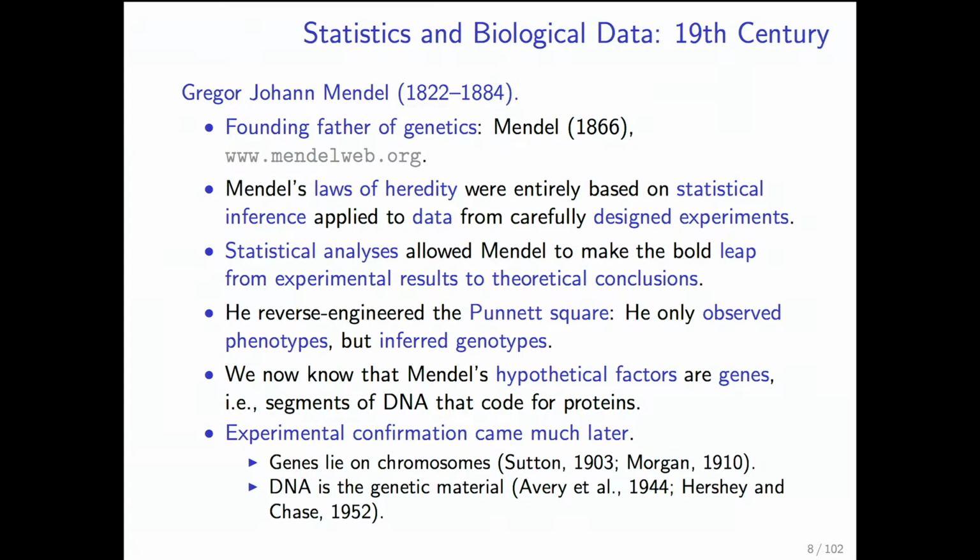He reverse engineered the Punnett square in the sense that he only observed phenotypes or traits of the pea plants, but he inferred the genotypes from these. And now we know that Mendel's hypothetical factors are genes or segments of DNA that code for protein, but the experimental confirmation came much later. His work was ignored for about 50 years, and it took another 100 years or so before we could really make sense of what he saw in his experiments in pea.